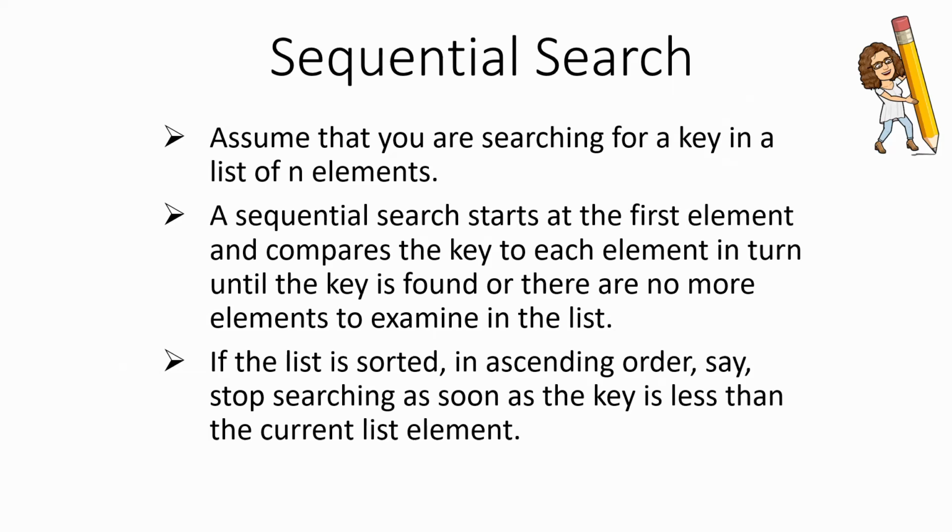Sequential search literally is this: you look at the first element, is this it? Nope, next element. Is this it? Nope, next element. That is sequential search. Literally, one at a time you are searching.